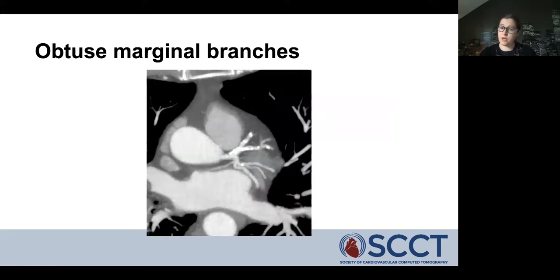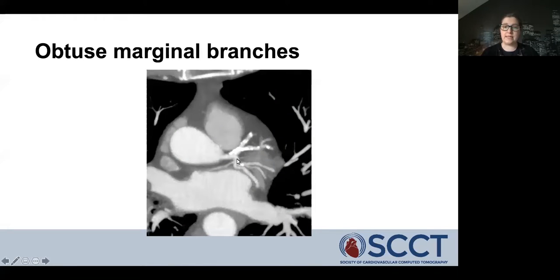So the circumflex has branches as well, and they're called obtuse marginal branches. That's because they run along the obtuse margin of the heart. The anterior margin of the heart is this one up at the front, near the sternum, near the anterior of the body, and the obtuse margin is this one at the back here. So the obtuse marginals go along the obtuse margin of the heart, and they're branches of the left circumflex artery.